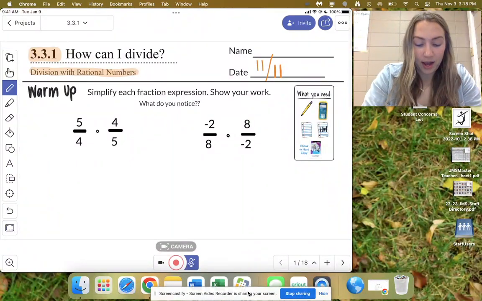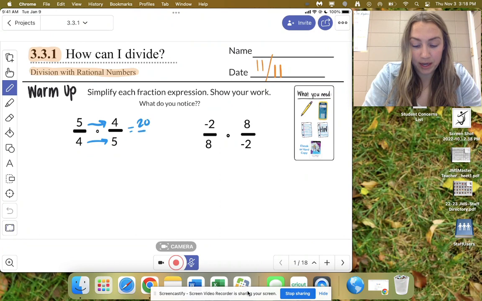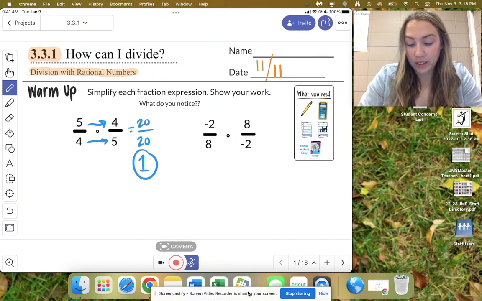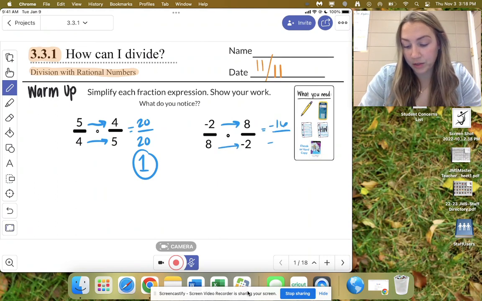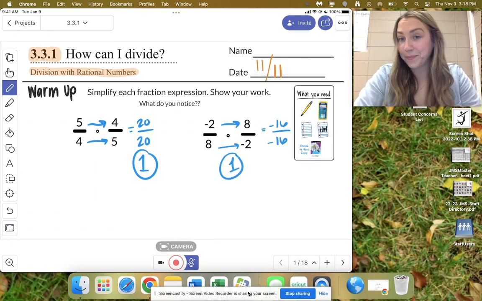Okay, so we multiply straight across, we multiply fractions. 5 times 4 is 20, and 4 times 5 is 20. 20 over 20 is 1. For the next one, -2 times 8 equals -16, and 8 times -2 is -16. -16 over -16 is 1.